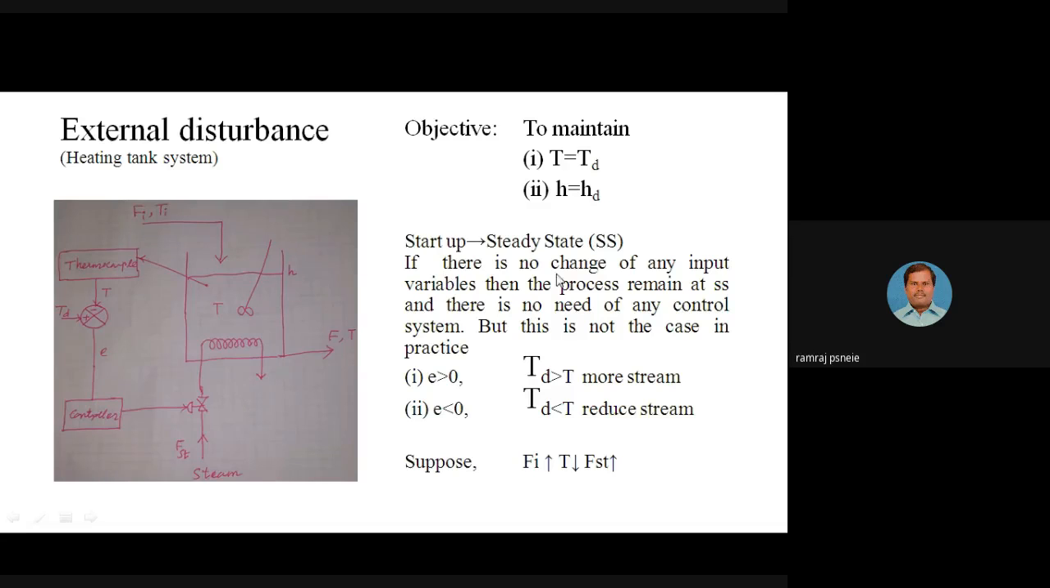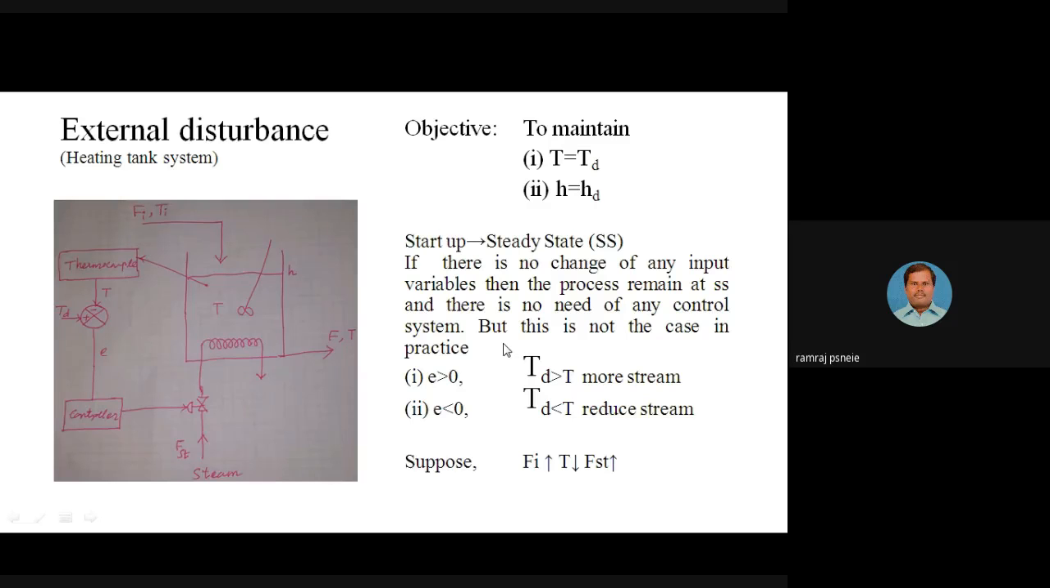If there is no change of any input variables, no changes happen in the F suffix I and T suffix I, then the process will remain at a steady state. The process will run at a steady state and there is no need of any control system. But this is not the case in practice.